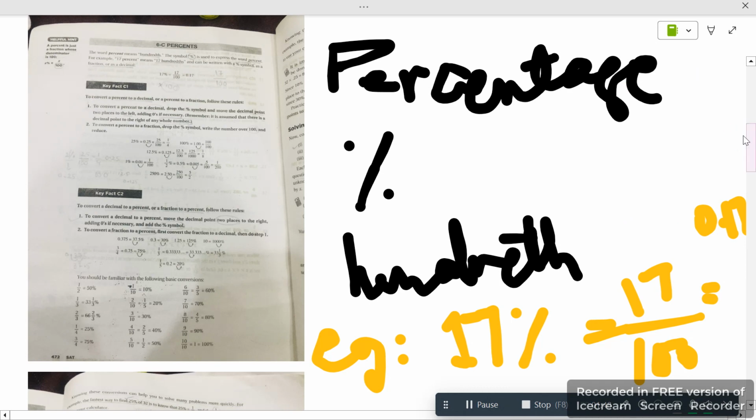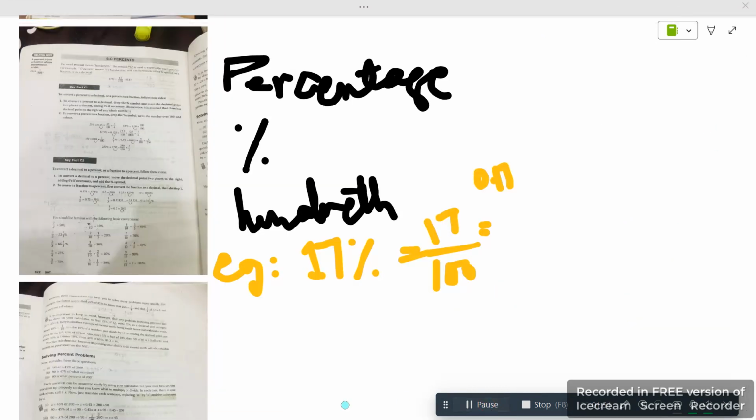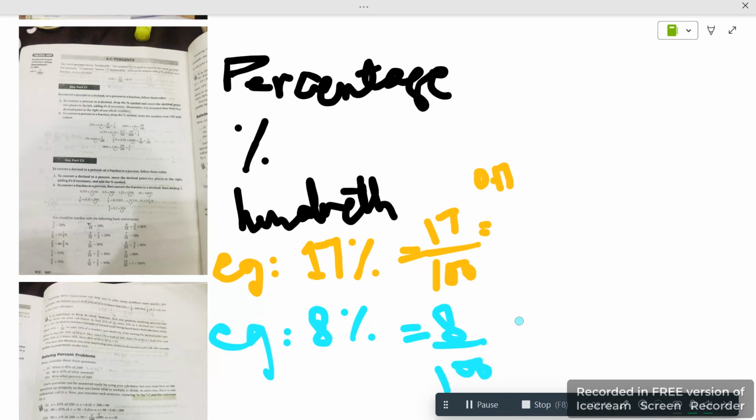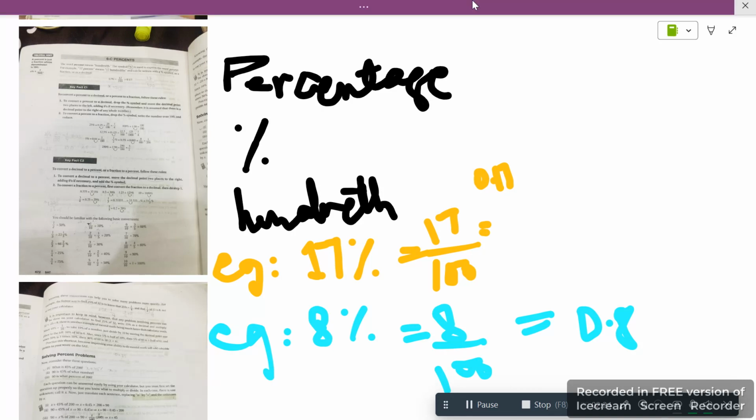Okay, then you can take any other example as well, but I'm sure you've got it because this is the topic which we've studied in our classes before ninth grade. So let's take 8%. The same process will go. You are supposed to divide this by 100 and you will get the answer which would be 0.8. That's so simple.